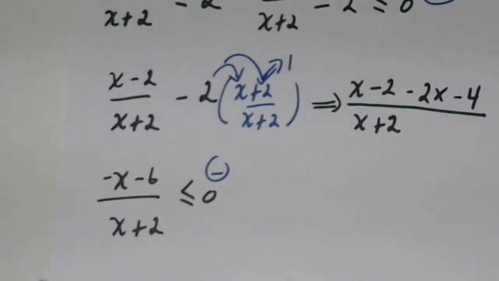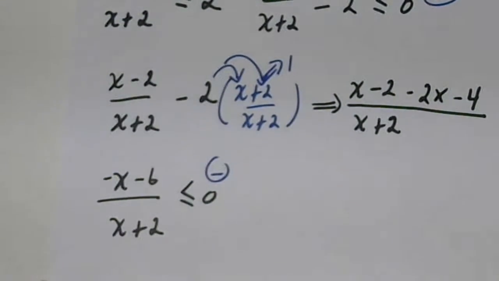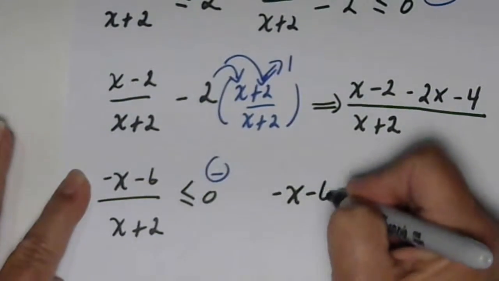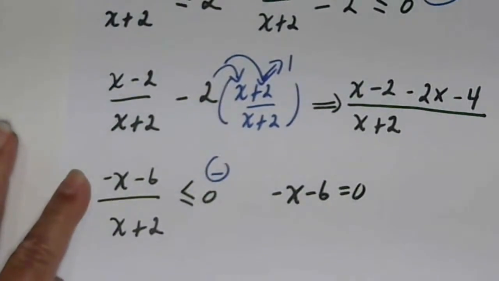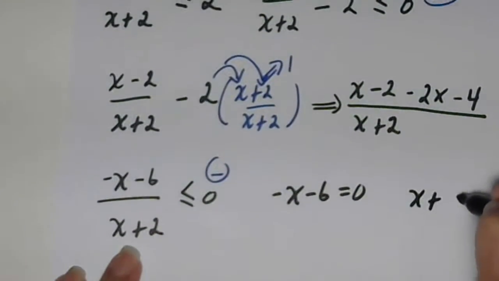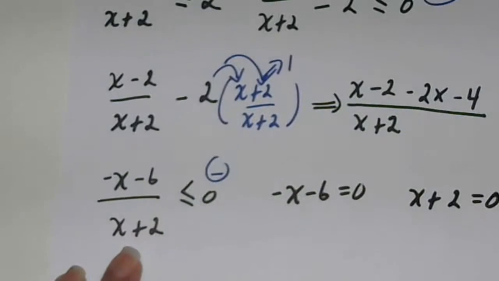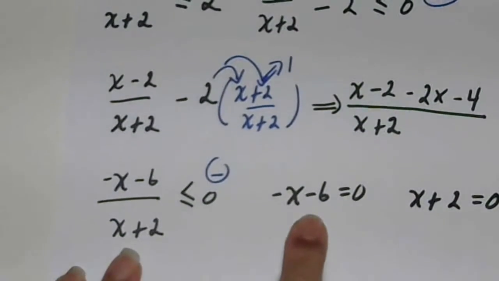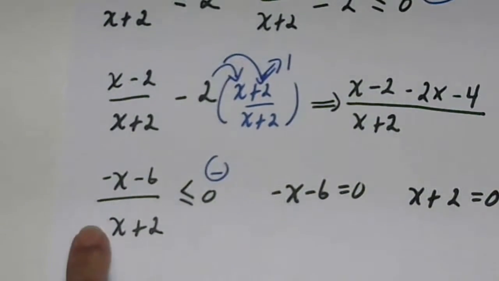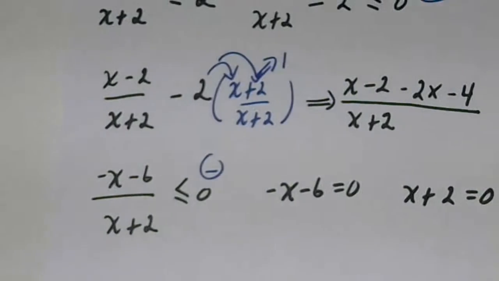Now we have our fraction simplified, and we can look for our boundary points. To look for our boundary points with a rational, we take our numerator, negative x minus 6, and we set that equal to 0. Then we take our denominator, x plus 2, and we set that equal to 0. Remember, when the numerator is 0, that says this whole statement is 0, and when the denominator is equal to 0, that says our statement is undefined.